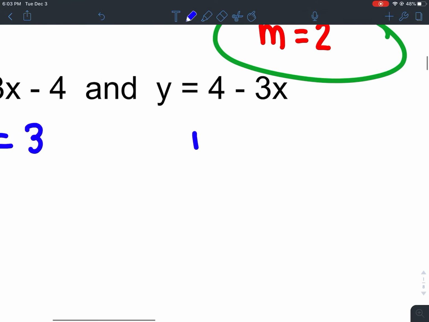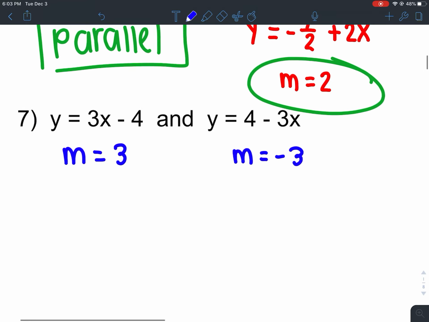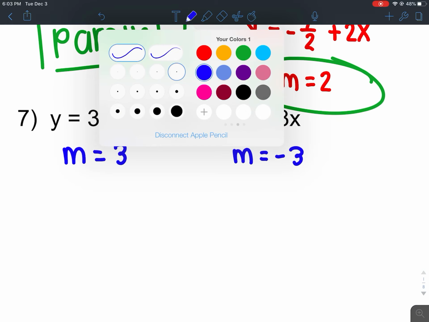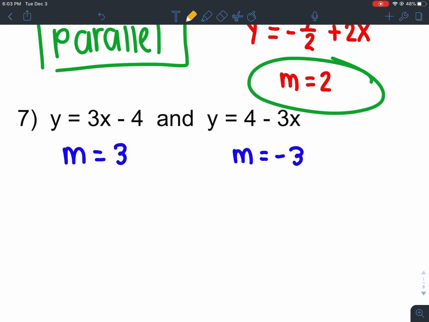Over here, my slope is always attached to x. This one's negative 3 because that's what's in front of the x, negative 3x. So I have a slope of 3 and I have a slope of negative 3. Are these slopes exactly the same? No. So they're not parallel. Are they opposite reciprocals? No.